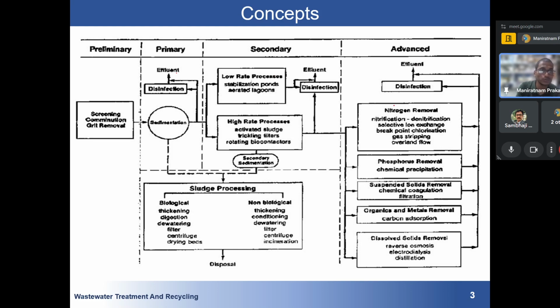Suppose we want to reuse the water for drinking purposes or for agricultural purposes, then we have to look into the limits set by Indian standard codes or CPCB. We have also seen different approaches: how to remove nitrogen, how to remove phosphorus, how to remove some metals, and how to remove dissolved solid ions that are present in the system. So this is the conventional approach.